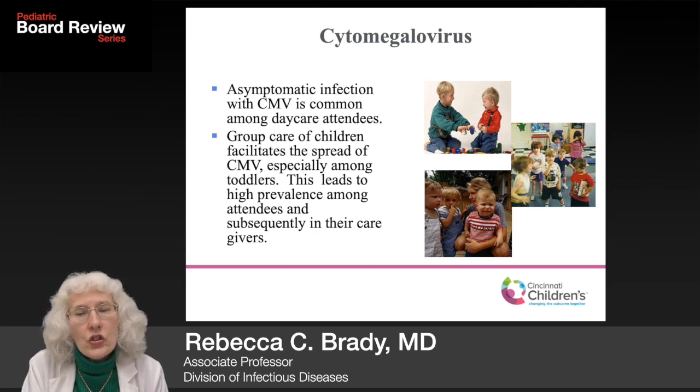So we're going to start with the congenital infection that's actually the most common, which is CMV, or cytomegalovirus. If you go to a daycare, there are a lot of little toddlers that have CMV and are asymptomatic. That group care of children facilitates the spread of CMV, especially among toddlers, which leads to a high prevalence among attendees. And subsequently, those little toddlers may take CMV home and pass it to their mothers who are pregnant. So that's often a clue with congenital CMV, that there is a toddler in the home that the mother is currently taking care of.